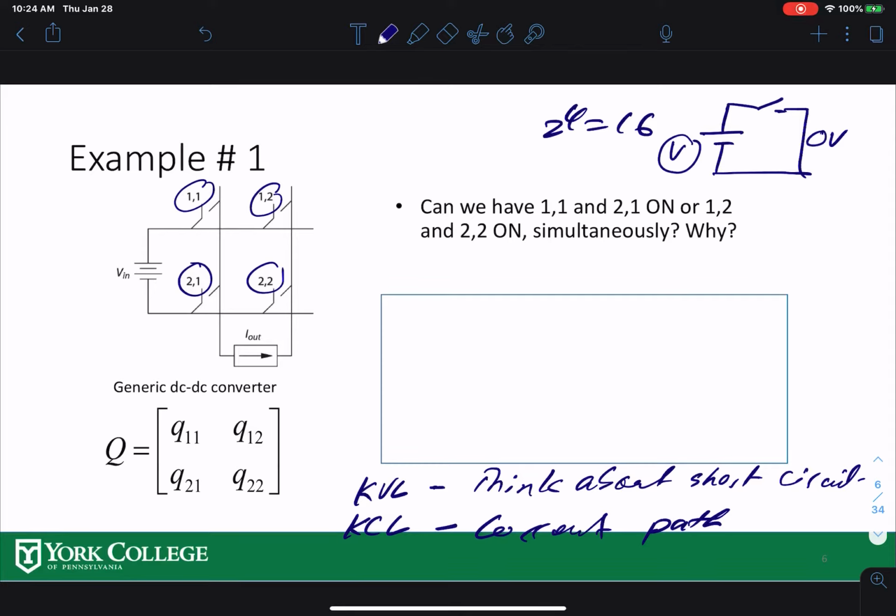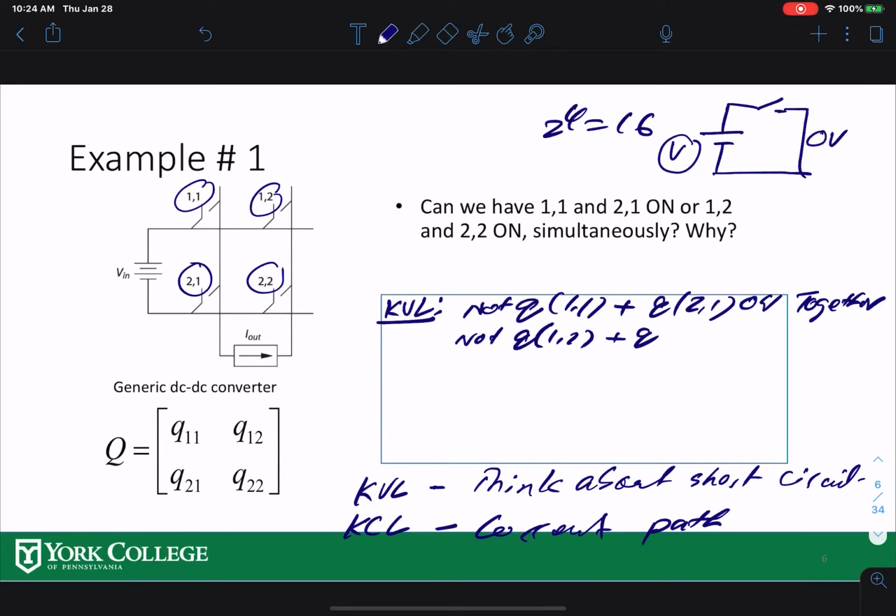So for not violating KVL, you want not Q11 plus Q21 on together. And same, not Q12 plus Q22 on together, right? If you do that, that means you're not violating KVL.